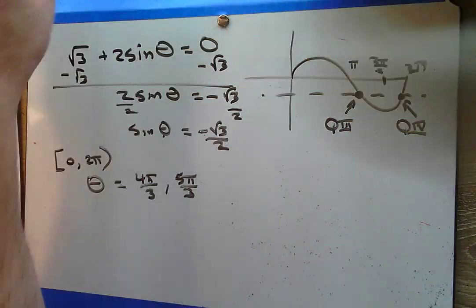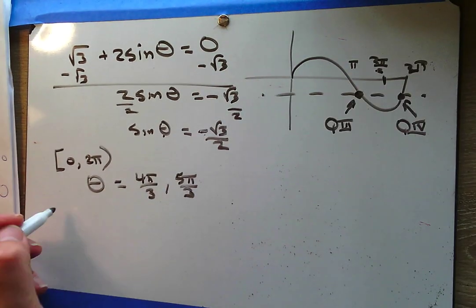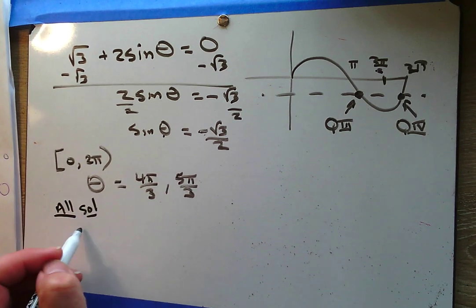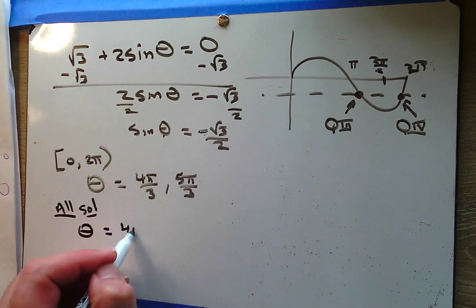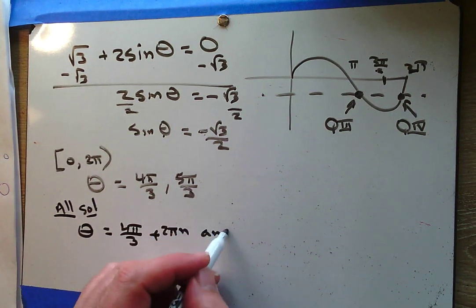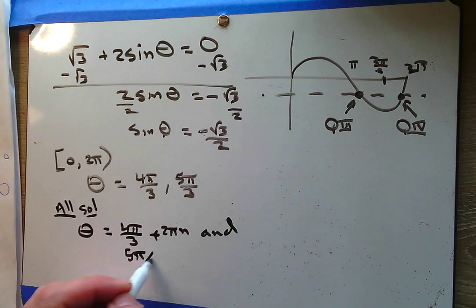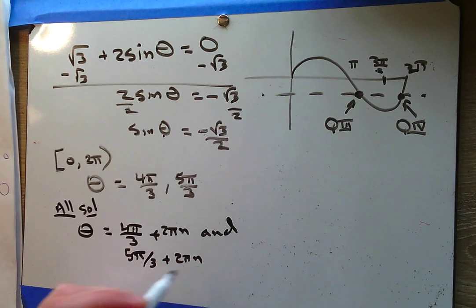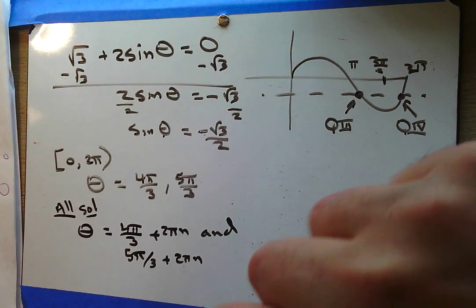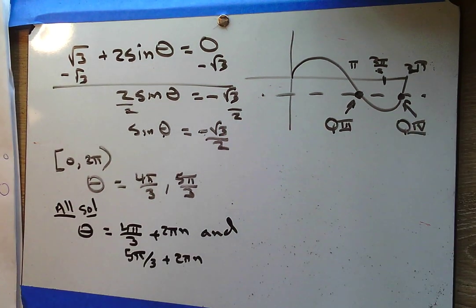But if I were asking for all solutions, we would come up with theta equals 4 pi over 3 plus 2 pi n and 5 pi over 3 plus 2 pi n. And before you say, Mr. Kukla, do I always just slap on the plus 2 pi n to my solutions in order to get the all solutions answer? Well, the answer to your question is almost always.